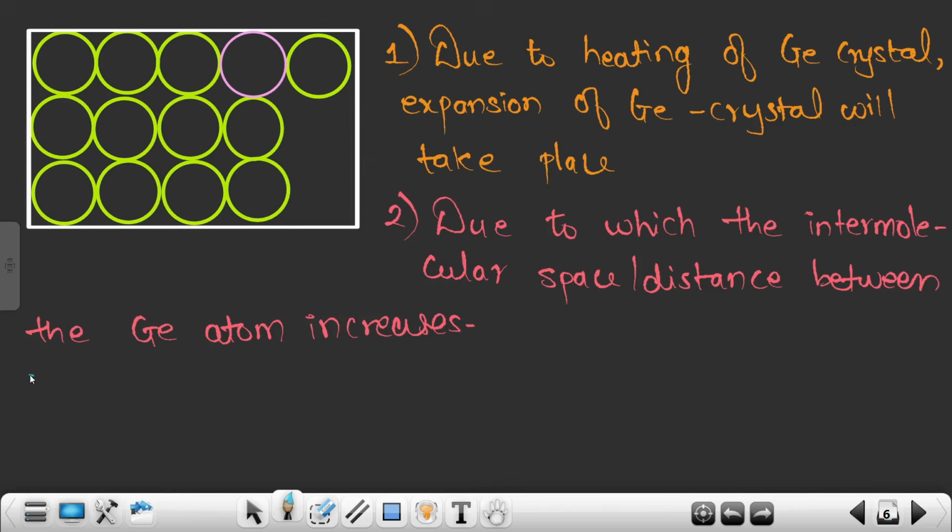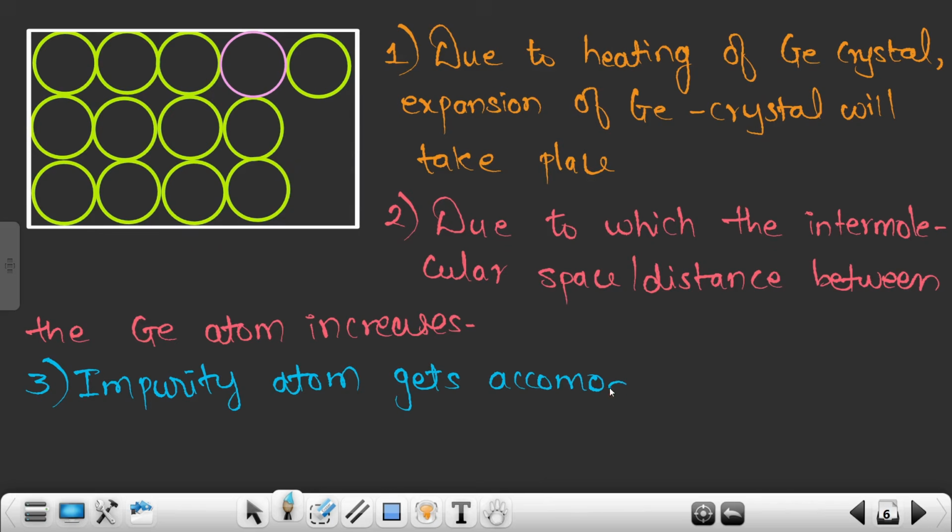Let me write the third point over here. So the impurity atom tries to accommodate, or gets accommodated, in this particular intermolecular space. Okay, gets accommodated in this intermolecular space, the distance between the atoms, or the space between the atoms, right?